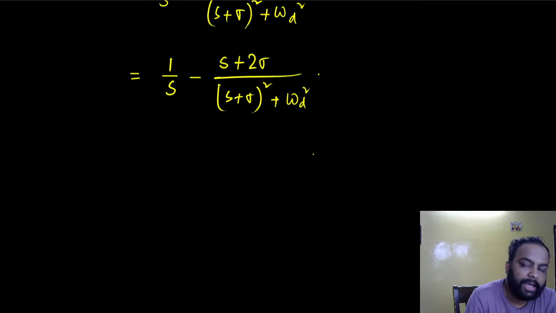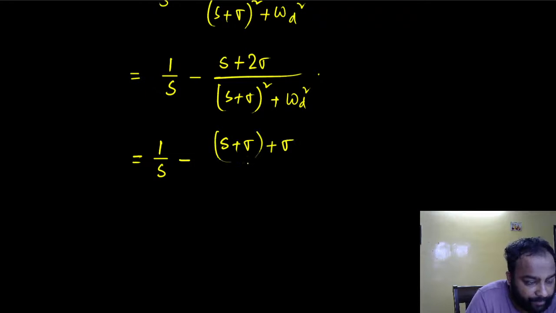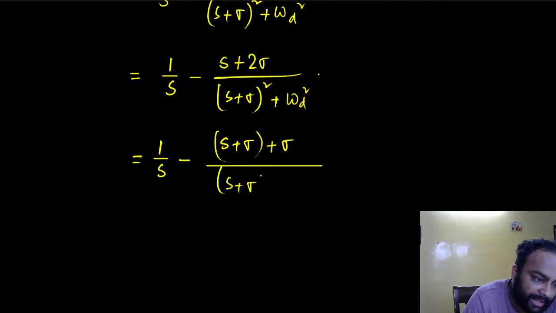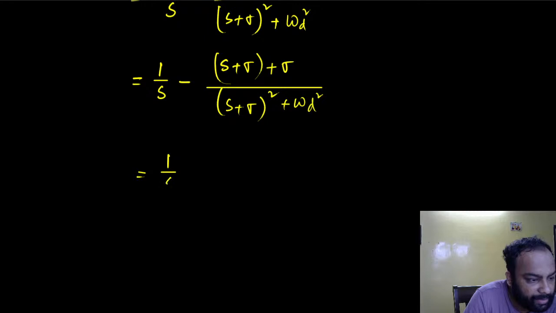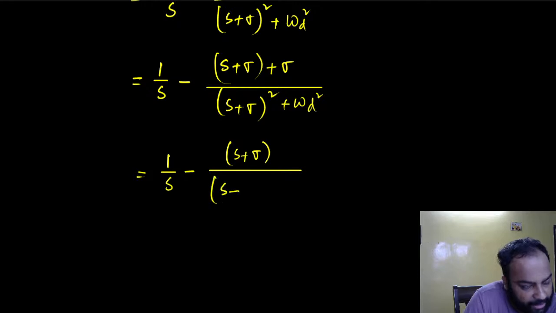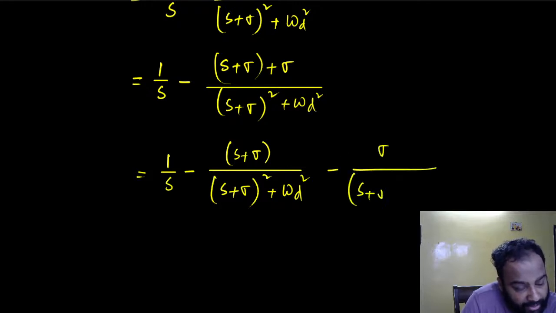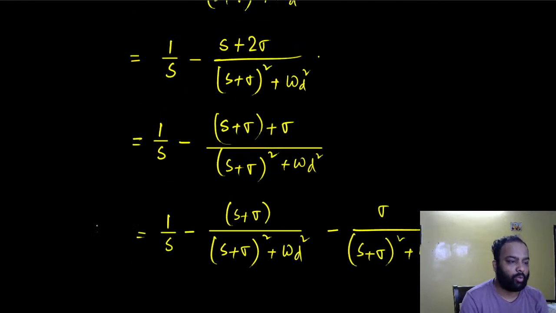I'm doing one more step here. I think this would be obvious. I'm writing this numerator as s plus sigma plus sigma. Of course I can do that, that was s plus 2 sigma. So with that said, this becomes 1 by s minus s plus sigma divided by s plus sigma whole square plus omega d square, and minus sigma by s plus sigma whole square plus omega d square. So that's our total partial fraction here for Y of s.